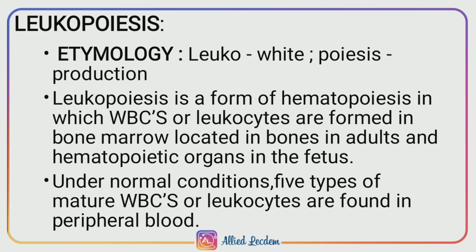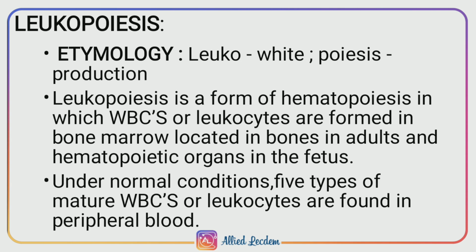The etymology shows that the word leuko refers to white cells and the word poiesis refers to production. So, leukopoiesis is one of the processes that comes under hematopoiesis, in which white blood cells, also called leukocytes, are formed in the bone marrow that is located in bones in the case of adults, and in the case of a mid-gestational fetus, it is located in hematopoietic organs like the liver and spleen.